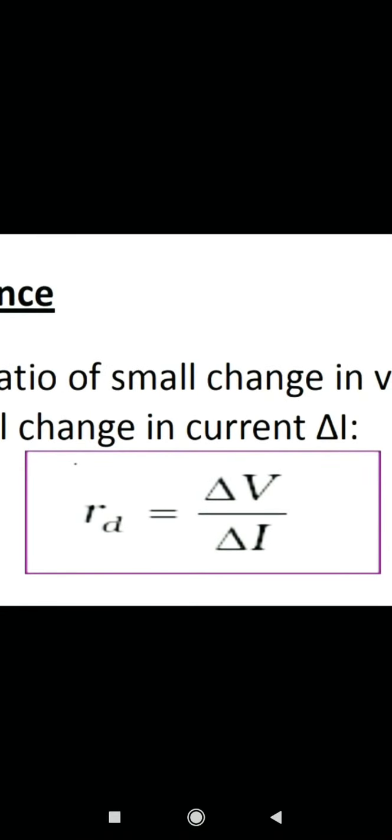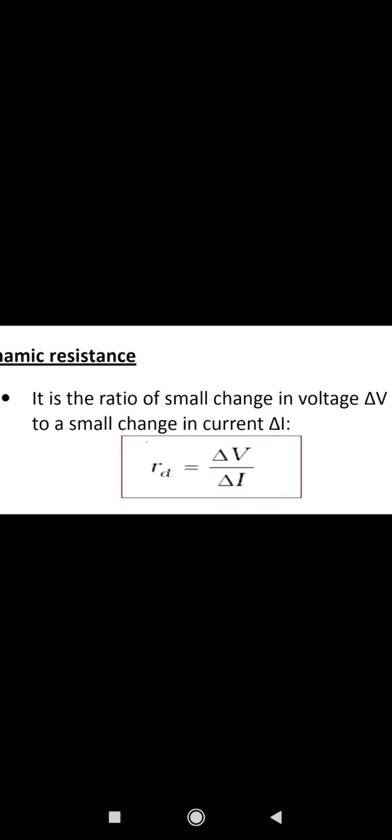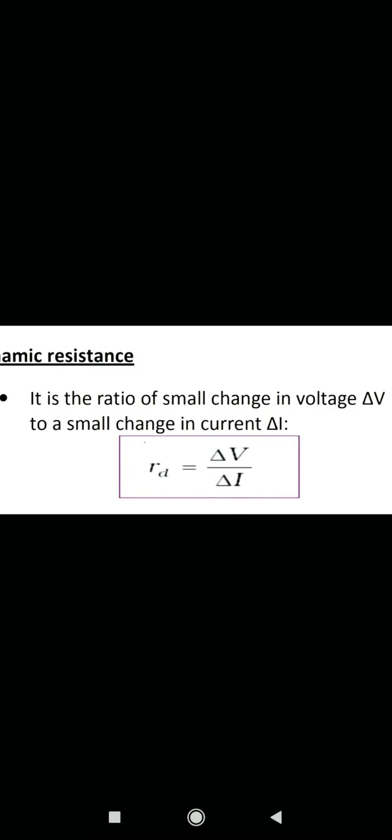The next important term is dynamic resistance, which can be represented as RD. What's the formula? RD is equal to delta V divided by delta I. What is delta V? Delta V is the change in voltage. What is delta I? Delta I is the change in current. So what is dynamic resistance? It is the ratio of a small change in voltage delta V to a small change in current delta I, and the unit of dynamic resistance is ohm.